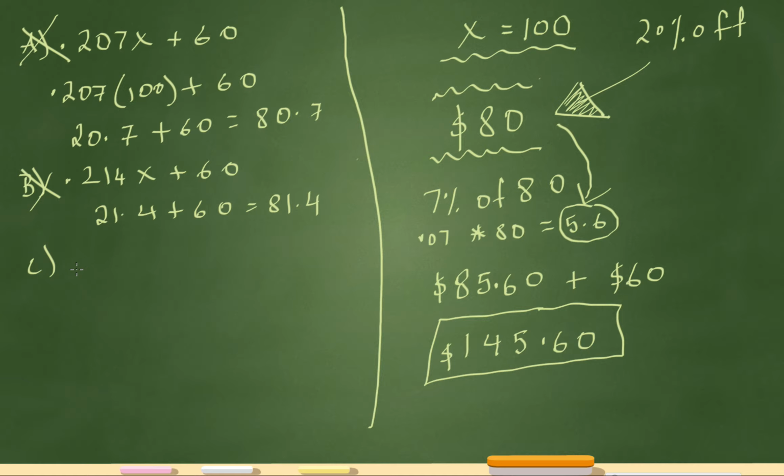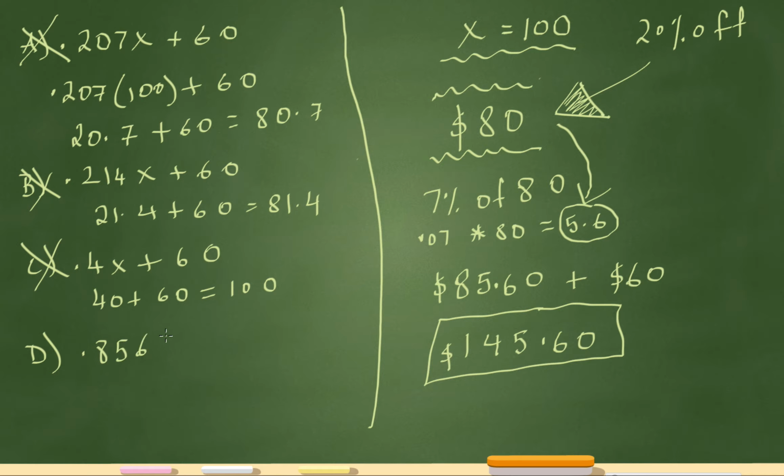Then I hop over to C. C is 0.4x plus 60. 0.4 times 100 is 40. 40 plus 60 is 100, which again is not my price. So most likely my answer is D. Let's check it out. 0.856x plus 60. 0.856 times 100 is 85.6 plus 60, and that looks very similar to this. So if I add that, that does give me 145.60, making my answer D.